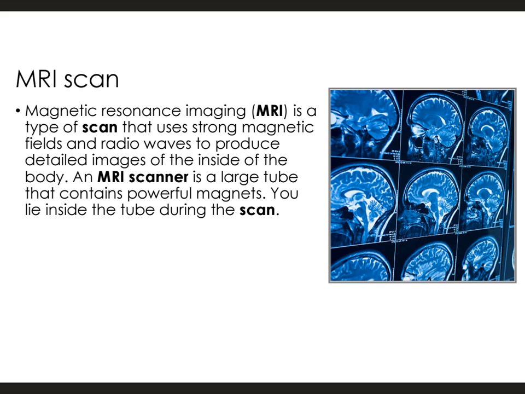So MRI scans, shown here, are where magnetic fields and radio waves are used in combination to look at the brain in more depth. Similarly to CAT scans, the MRI scanner is a large tube that contains these powerful magnets that are part of the process of scanning the brain. So you lie inside the tube during the scan, very similar to the image on the last slide.